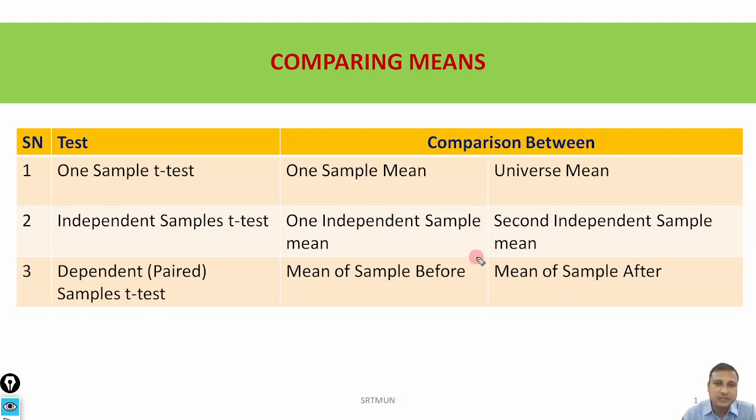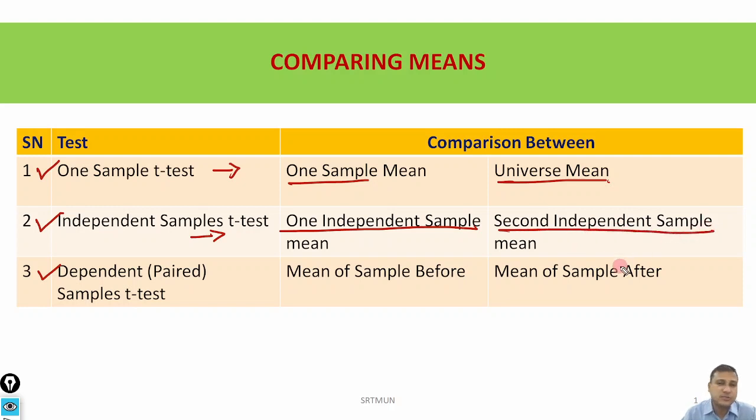In the previous few lectures, we tried to understand how we can perform one sample t-test, independent samples t-test and dependent paired samples t-test. In the one sample t-test, we tried to find out the difference between the mean of one sample with the mean of the universe or the population mean, that is mu. In the independent samples test, we tried to find out the difference between the mean of one independent sample with the mean of the second independent sample.